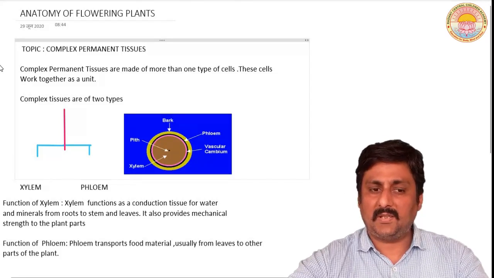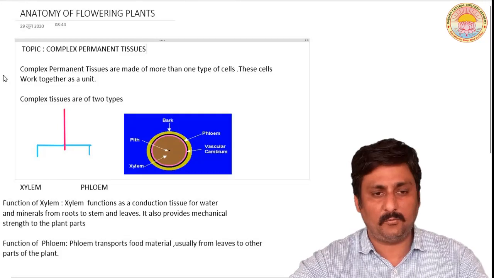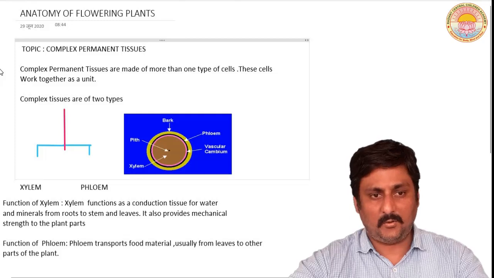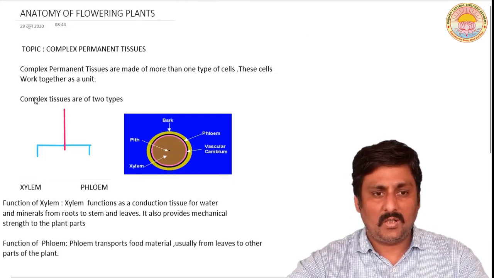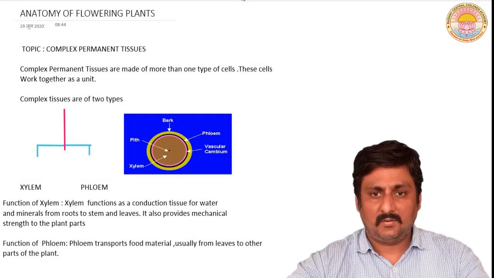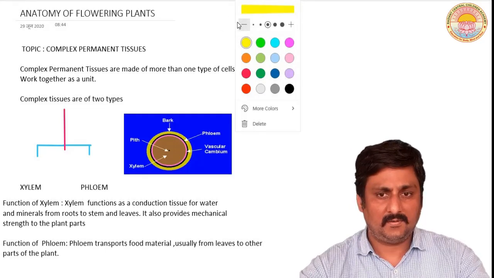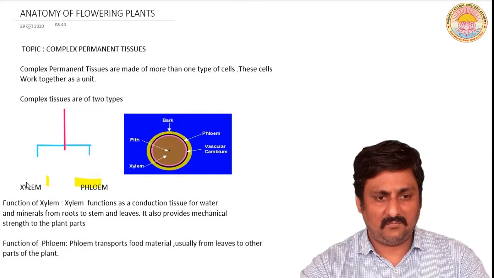First we will be talking about xylem and their parts, and then in another lecture we will be talking about phloem. So now let us start with the topic. As you know, the complex tissue are actually made up of 2 types, xylem and phloem. You can see on the board, xylem and phloem.